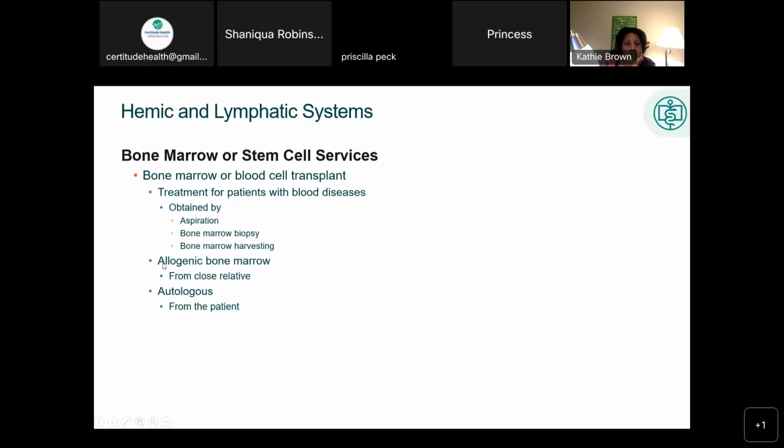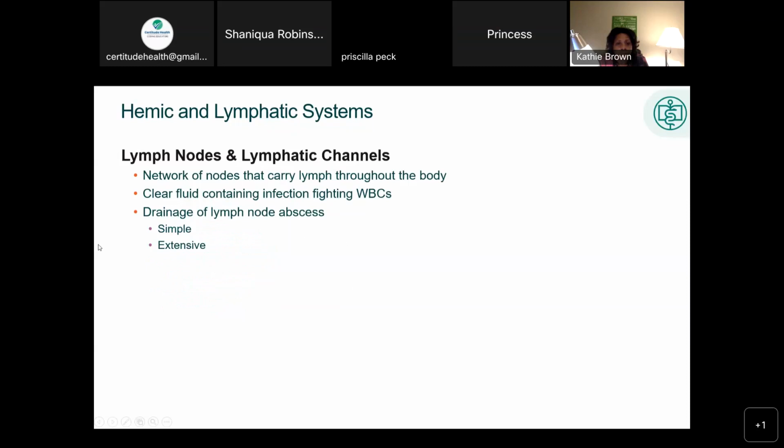So it could be an allogenic bone marrow transplant where they're getting the cells donated from a close relative, or it could be autologous where they're taking bone marrow from the patient themselves, maybe from an area that is healthier that has been tested to say it was okay to have that bone marrow, and they'll insert it into the places of the patient that need it. Like I said, I get so amazed with what they can do with our bodies.